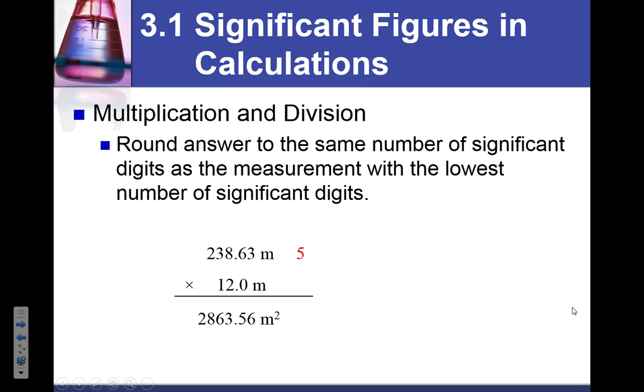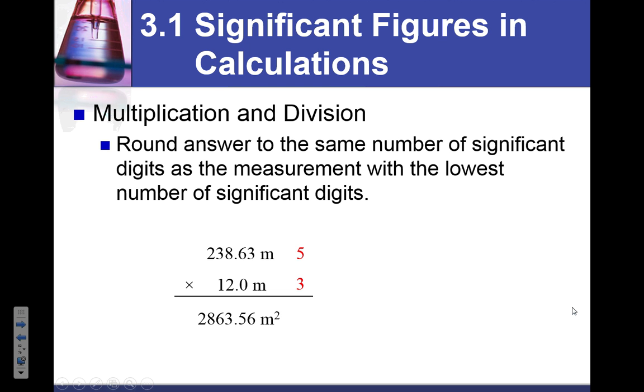The first number has 5 significant digits. All non-zeros count, so that would be a total of 5 significant digits. But 12.0, with the 0 on the right and the decimal shown, it counts, so it has 3 significant digits. Well, 3 is smaller than 5. So my worst number here only has 3 digits of significance. That means I'm going to round my final answer to 3 significant digits. And that's going to guarantee that my answer and its implied precision is going to be accurate.